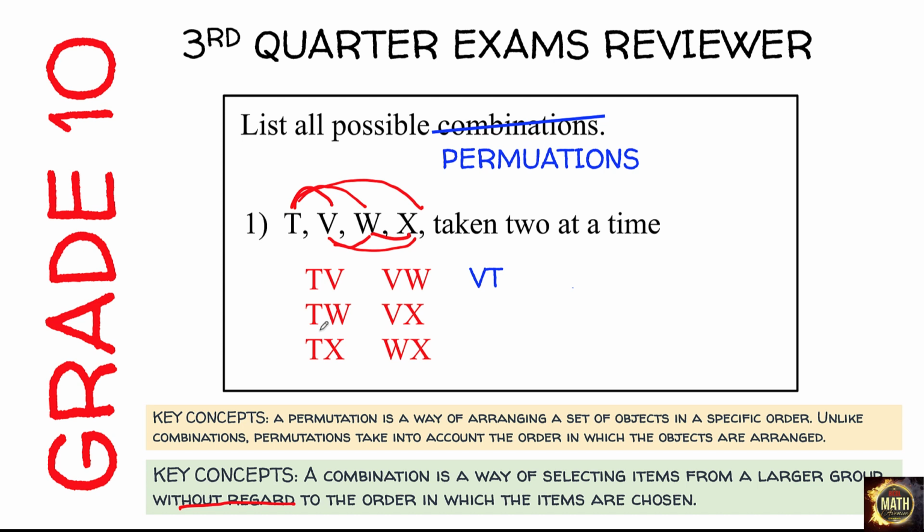Ganun rin po ang mangyari dito sa TW. Pag naging WT, this is now considered as another permutation. So lahat ng mga ito ay may kanya-kanyang corresponding permutations kapag na-reverse natin yung order ng dalawang letters. Kaya po sa permutation, meron lahat tayong 12 permutations of these 4 letters taken 2 at a time. Samantalang sa combinations, meron lang tayong 6 na combinations of 2 letters taken from these 4 letters. So that is the most important concept about permutation and combination.